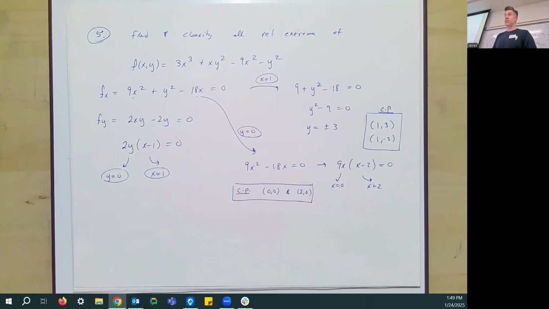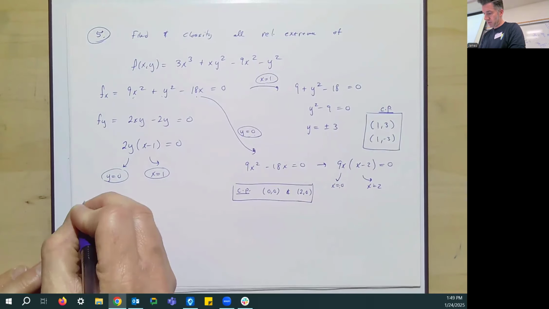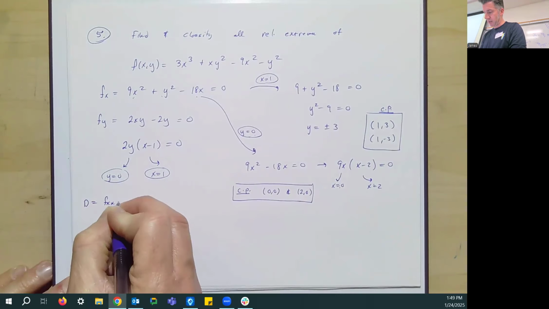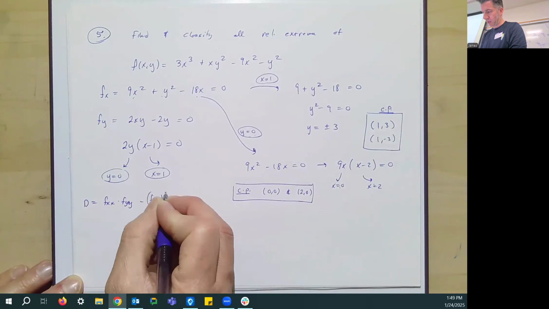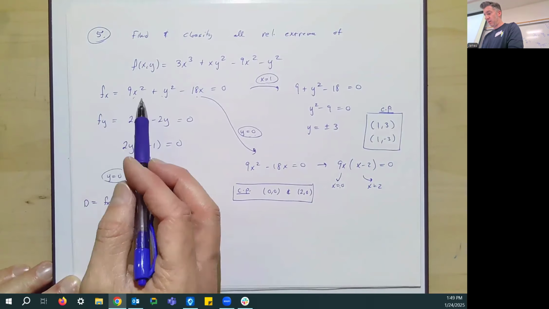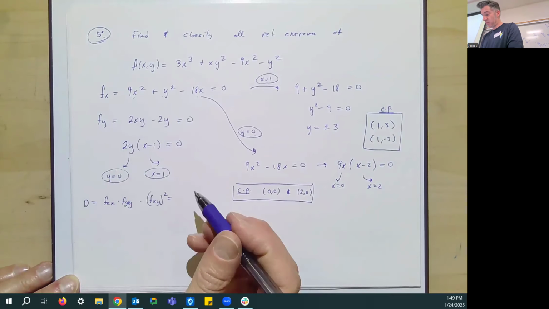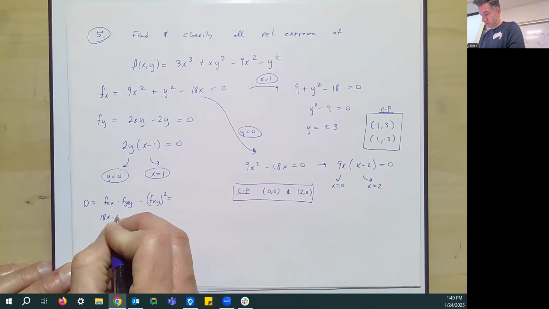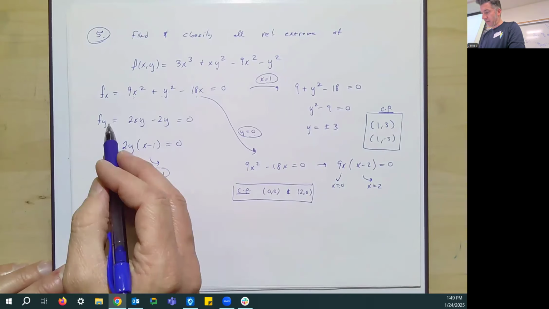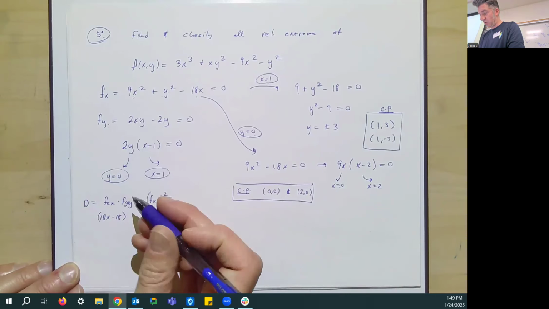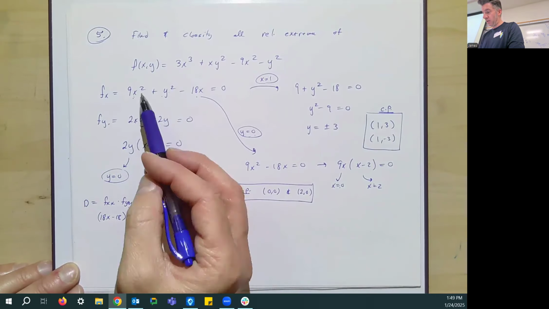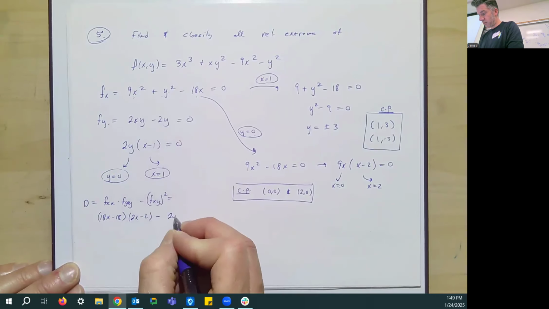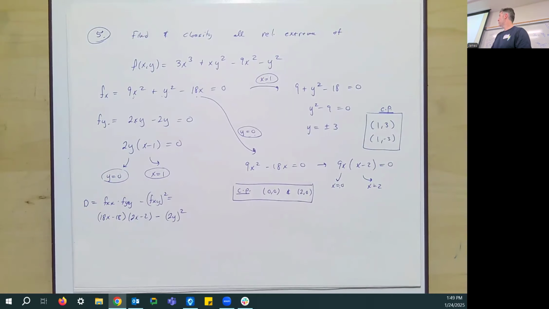And now we're going to test each of them. So let's go ahead and find our capital D. The capital D is fxx times fyy minus fxy squared, which is going to be, let's see, fxx is going to be 18x minus 18. Fyy is going to be 2x minus 2. And fxy is going to be 2y. So there's my capital D.